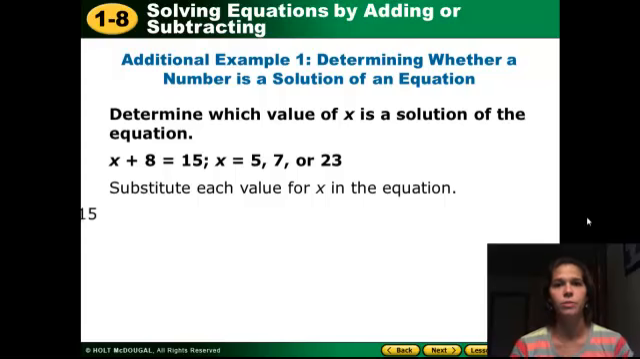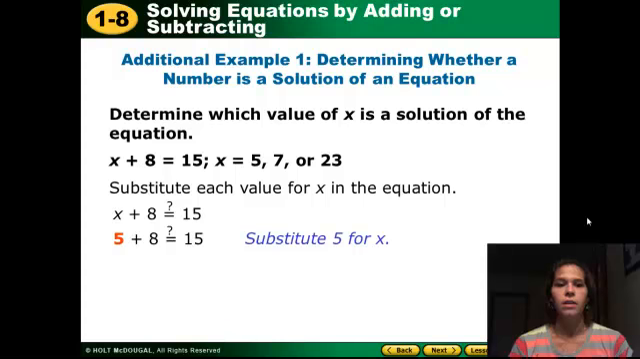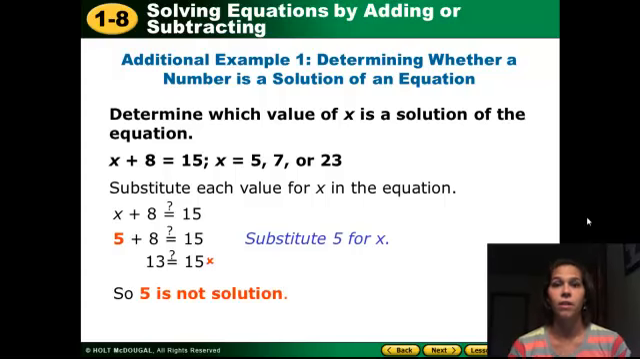So let's just substitute the first value of 5 into my equation. If I put in 5 for x, I have 5 plus 8, and I have a question mark. Is that equal to 15? If I go ahead and solve the left-hand side of 5 plus 8, I get 13. 13 is not equal to 15, so 5 is not a solution.